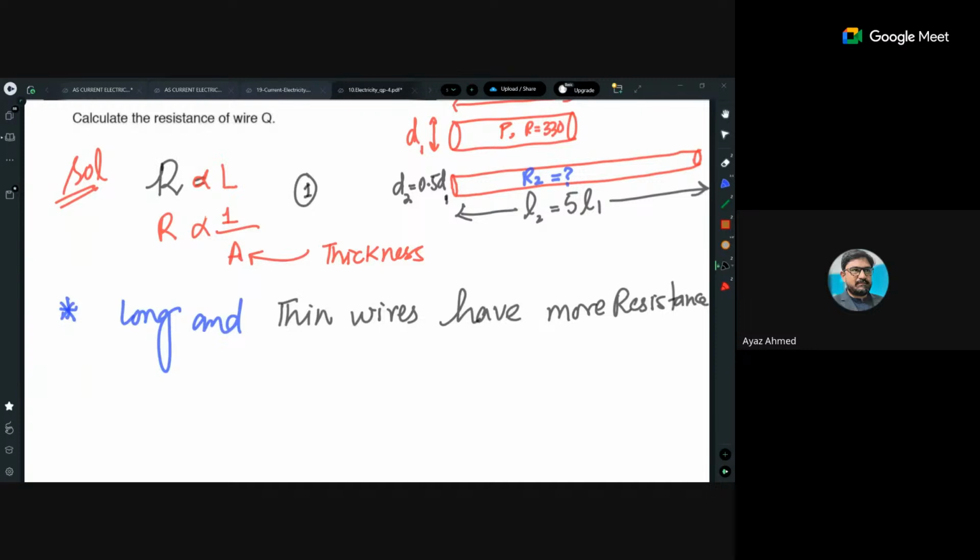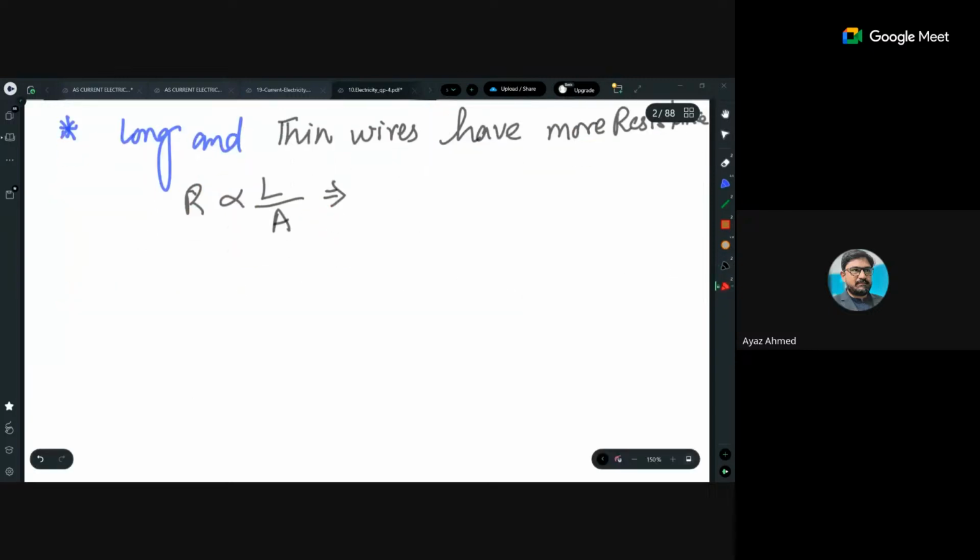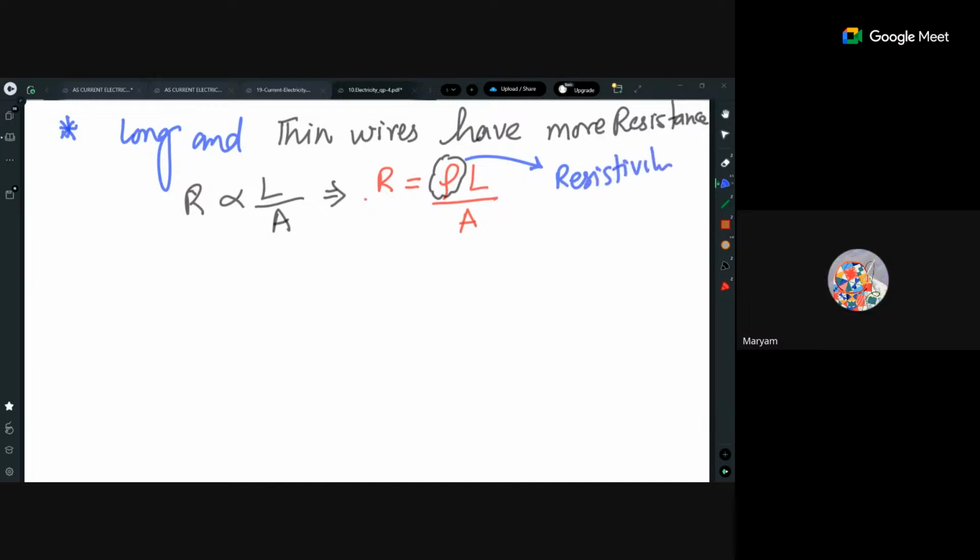Now, I will make a formula from these two factors, and that is R is proportional to L and inversely proportional to A. So if I rewrite this all, I can say that R is equal to resistivity times L divided by A. This resistivity is basically a constant, but that constant is the property of the material. It is called resistivity. What do we call it? Resistivity. Yes. Any question till that point?